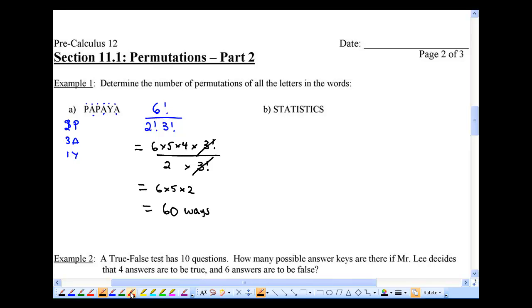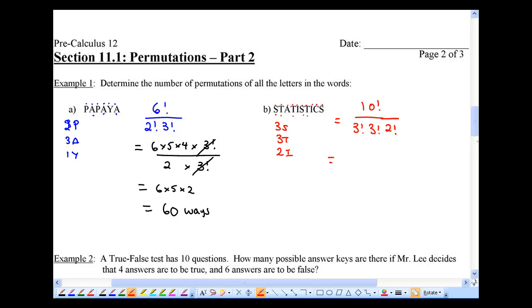Okay, statistics, same idea. So let's take a look at statistics. How many letters? Let's treat them all different. 1, 2, 3, 4, 5, 6, 7, 8, 9, 10. Now let's see what's the same. So S, there's 3 S's. T's, 1, 2, 3. Oh, 3 T's as well. A's, there's only 1. I, there's 2 I's, so divide that by 2 factorial. T we've done, C is just 1. So there we go. 10 factorial over 3 factorial, 3 factorial, and 2 factorial.